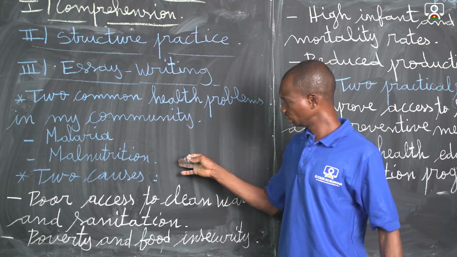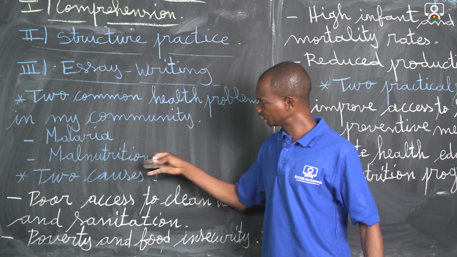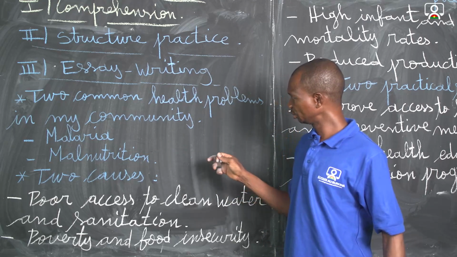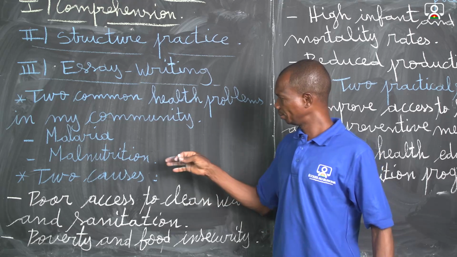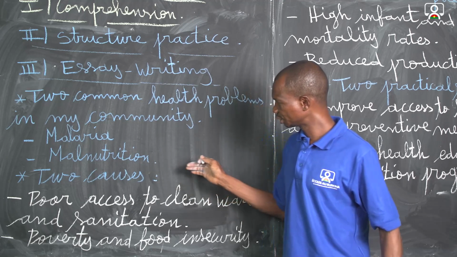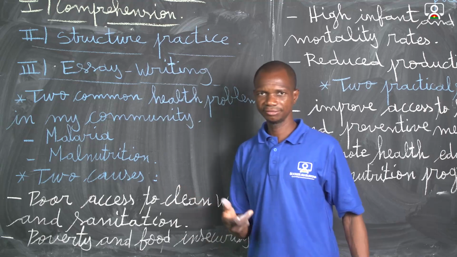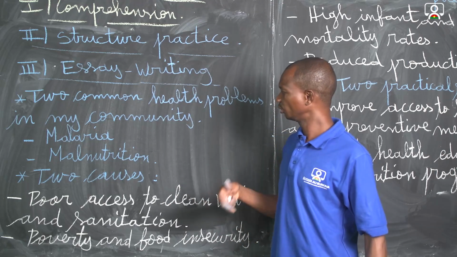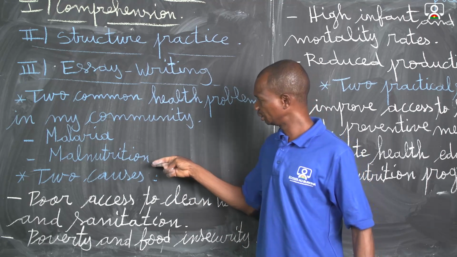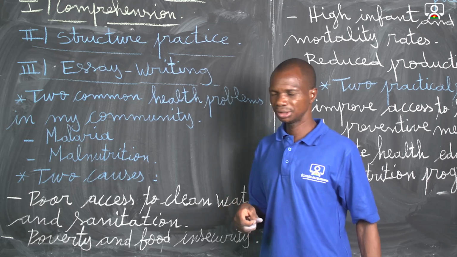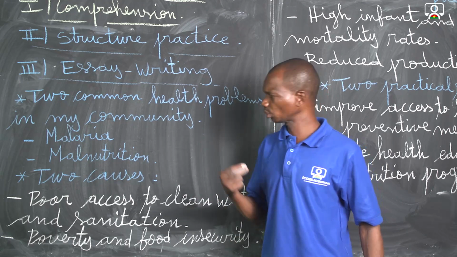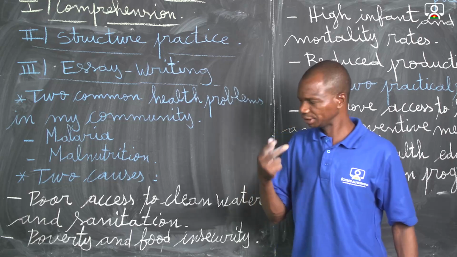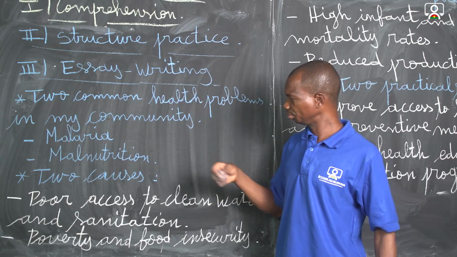And also, malnutrition is another health problem in Burkina Faso, because many children don't have enough food to eat, and this causes malnutrition. Also, they don't have food containing vitamins, and this is a main problem.